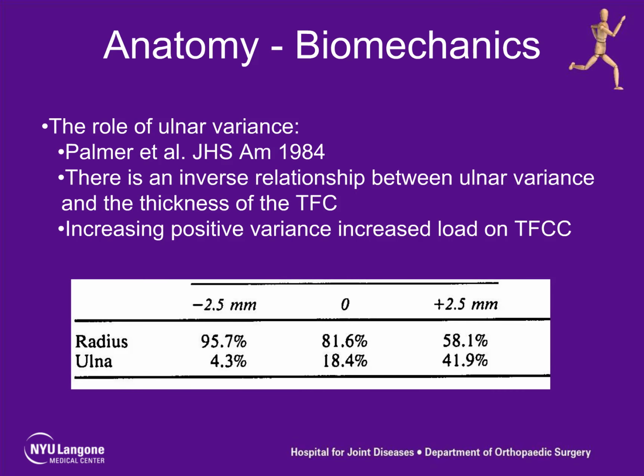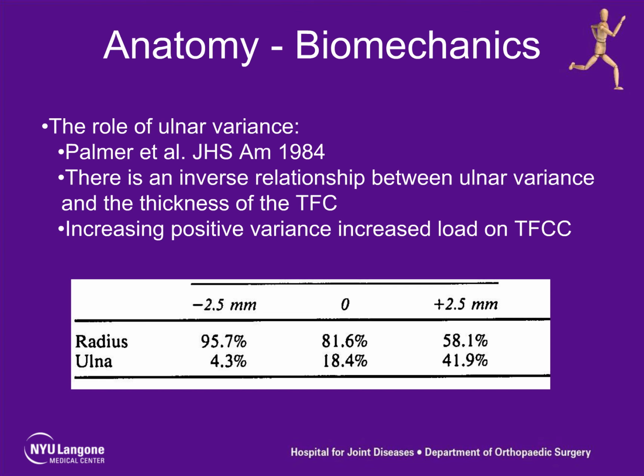So Dr. Palmer did a really landmark study and published this in 1984 in the Journal of Hand Surgery, and he demonstrated two really important things about ulnar variance and the TFC. One is that there's an inverse relationship between the ulnar variance and the thickness of the TFC. And that just makes sense, because if your ulna is a little bit too long, there's not enough space to have a thick TFC. And if the ulna is short, meaning you have an ulnar negative variance, then you're probably going to have a thicker TFC.